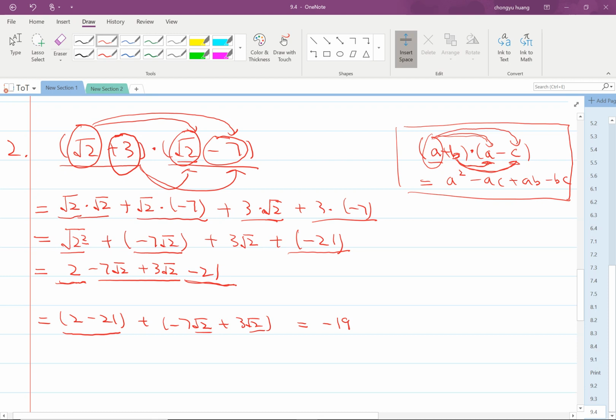On the other side, we have the same square root of 2, so all we have to do is add those coefficients. Negative 7 plus 3 is negative 4 square root of 2. Let me check again. Negative 7 plus 3 is negative 4. Yeah, negative 4 square root of 2. Let me rewrite this a little bit, because it's a bit of a mess.